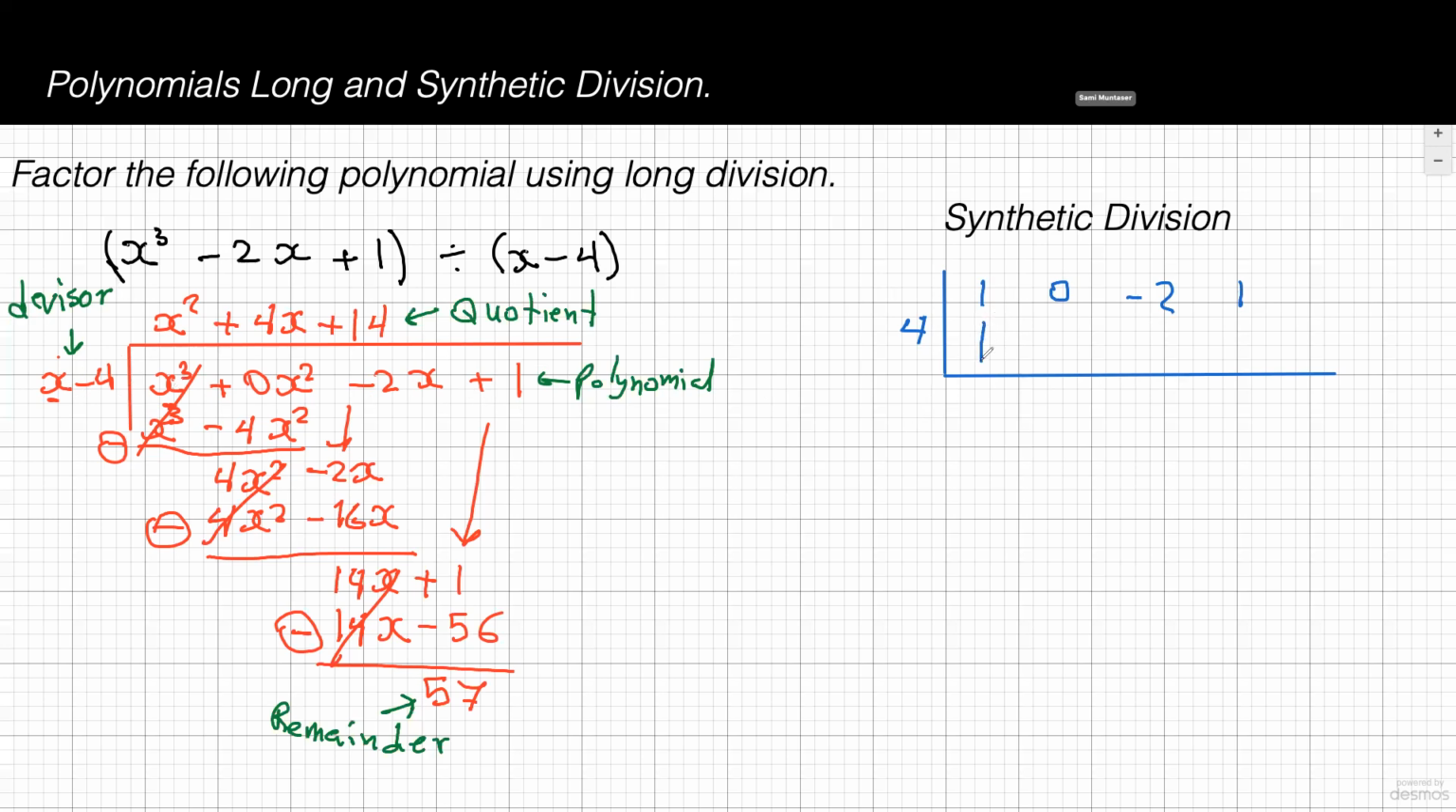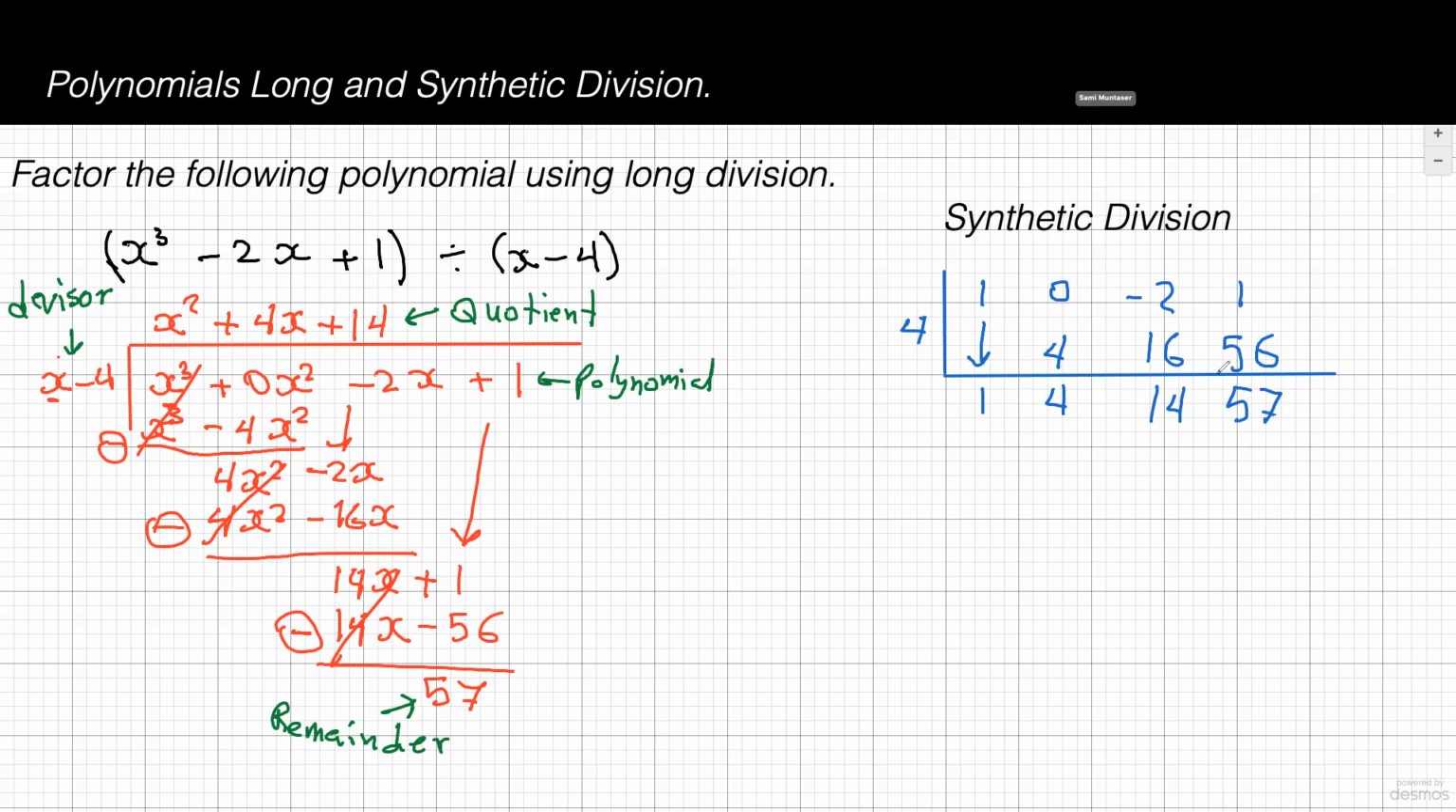And what you do, you just bring the 1 down right here. And then you go 1 times 4 gives you 4. That's what you write in here. Now you add 0 plus 4, you get 4. And then you go 4 times 4, you get 16. You add, you're going to get 14. You multiply 14 times 4, you get 56. And you add, you get 57.